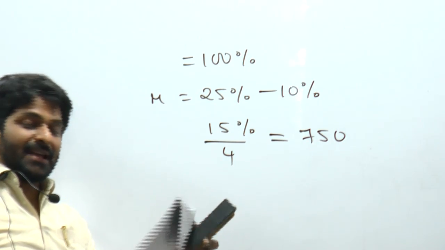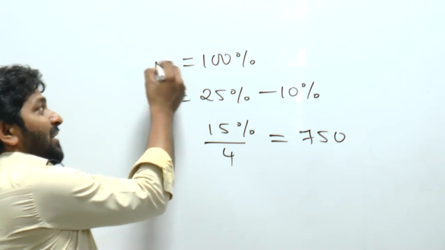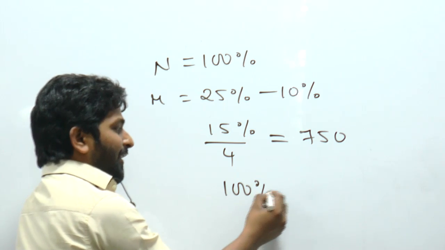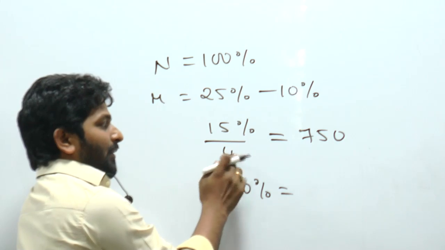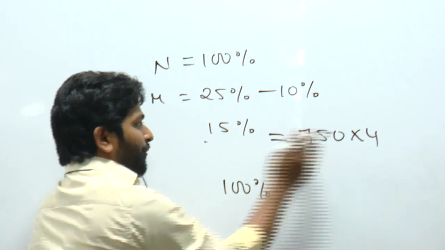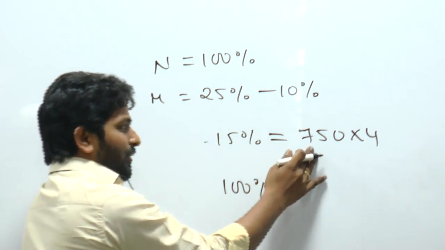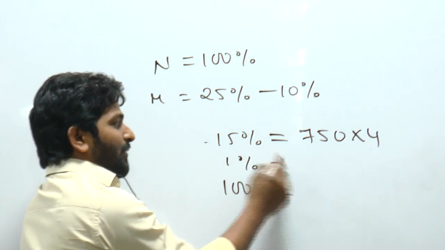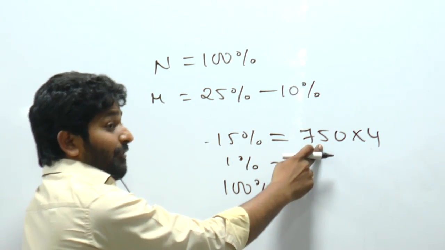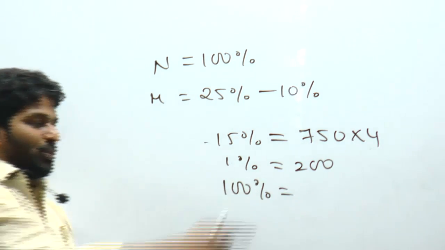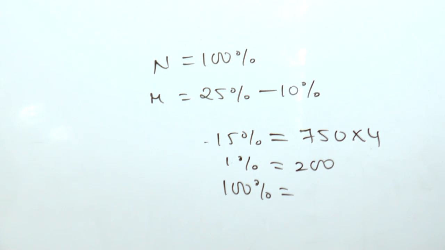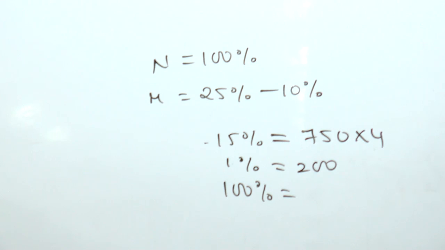How much money did Naisa have initially? Initially Naisa has 100%. From this you need to calculate 100% value. 15 by 4% is equal to 750. 15% is equal to 750 into 4. If 15% is equal to 750 into 4, 1% is equal to 750 into 4 divided by 15. 50 into 4 in the sense 200. 1% is 200, 100% is 20,000. Over? Next, 46 to 50.